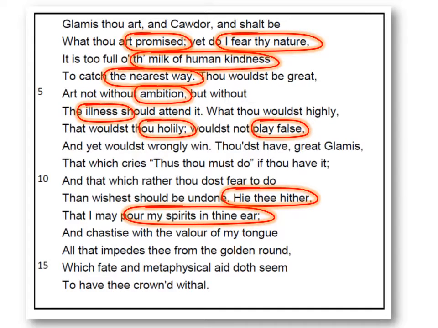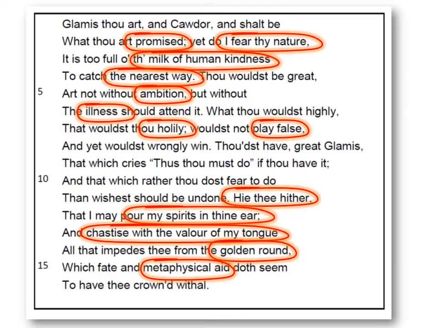Pouring her spirits in his ear, that's an interesting one. The idea of spirits is interesting. The word pour suggests there's lots of them. Chastising with the valour of her tongue, as if she's in charge, she's sort of fighting, she's the warrior in the relationship. The golden round is the crown. That's quite an interesting idea, the notion of something that's perfect and golden, because neither of these two are. And metaphysical aid, well, that's referring to the spirits, the witches, and we might want to talk about the way in which Lady Macbeth is presented as she might be a witch of some kind.